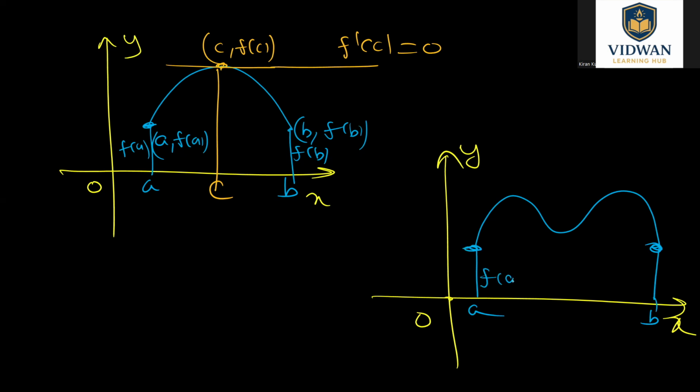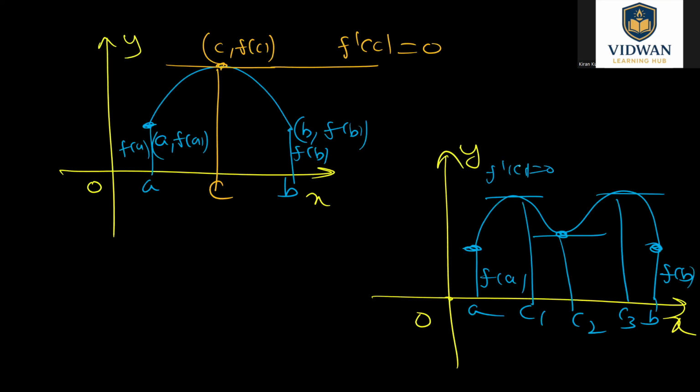So again, this is f of A and this is f of B. So you can have multiple points like this between them: C1, C2, C3, where the derivative is 0. So here f dash of C1 is 0. And in the other case, you can see f dash of C2 is 0. And here f dash of C3 is 0. So there are multiple points where the derivative is 0.